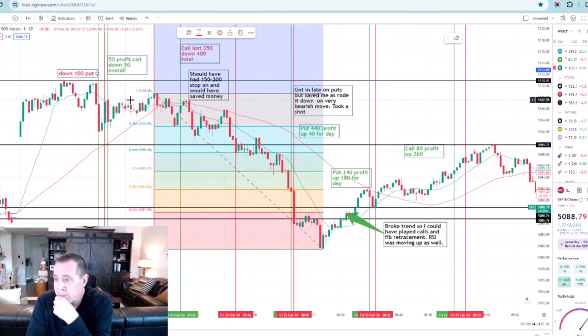So there we are. Now look, the green, the 13-day, crossed below the 50. So I should have been in puts, right? No, I bought a call and I didn't put a stop on. I should have had a $150 to $200 stop on and I would have saved money. I thought we were touching it and maybe we're going to move up, but nope. Dropped all the way down, no stop.